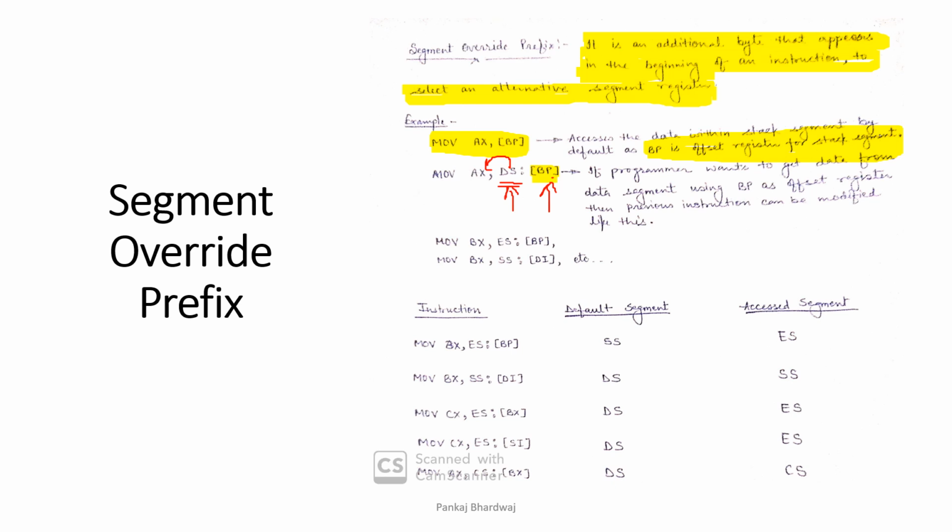These are a few examples: instruction, default segment, and accessed segment. By default, if the command is mov bx comma bp in brackets, the data is moving from the stack segment. But if a programmer wants to change it to the extra segment, then the override prefix es colon will change the accessed segment to ES. Similarly, mov bx comma di, by default the data segment is the default segment, but we want to change it to the stack segment, so the accessed segment is now changed to the stack segment.